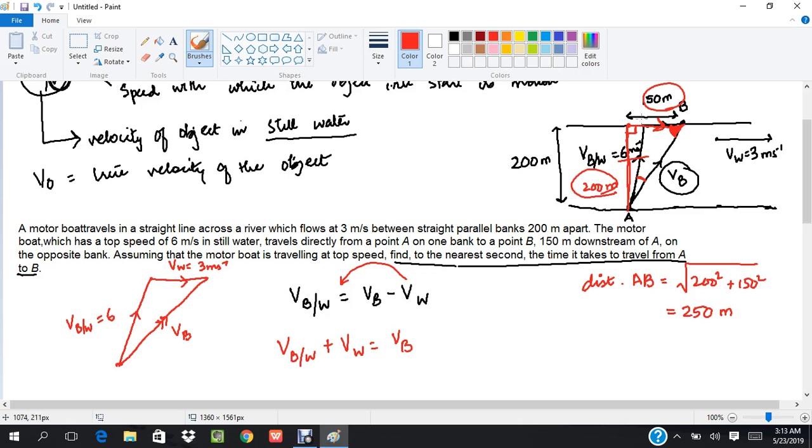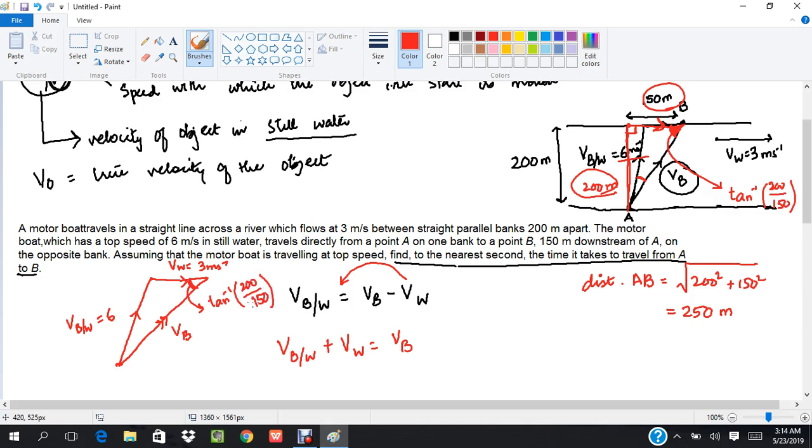So this is the triangle of distances. The angle that I have colored is common between both the triangle of velocities and the triangle of distances. And we know every single thing about the triangle of distances. Therefore, we can find this angle very easily by using simple trigonometric ratios. So this angle comes out to be tan inverse of 200 upon 150.